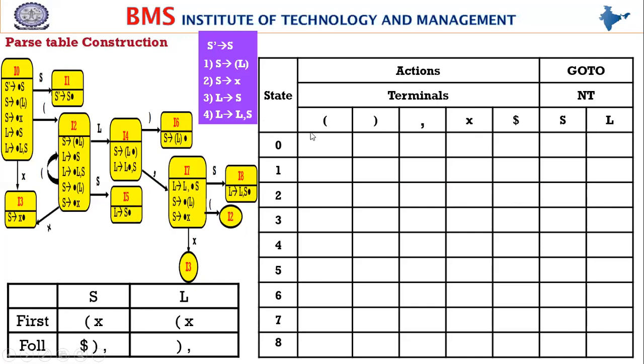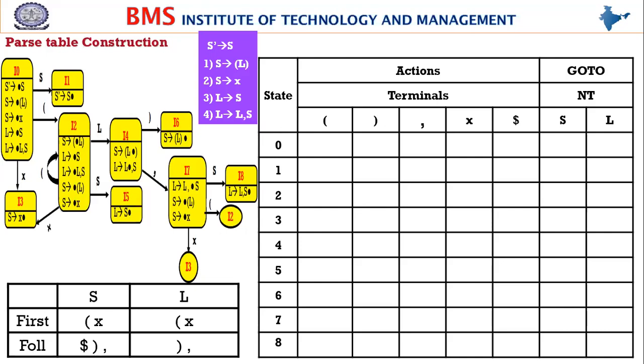Terminals and non-terminals are written on columns. And the part which is about terminals is called actions. Means in this part you can have 4 actions. What are they? Shift, reduce, accept, error. 4 actions can be there in this action part. Goto is on non-terminals, and gotos are taken while parsing when you have done the reduction. When you have done a reduction and replaced a handle by a non-terminal, then we go for a goto.